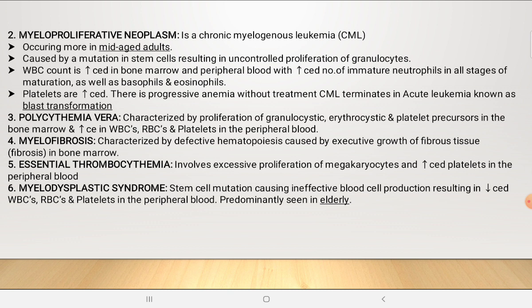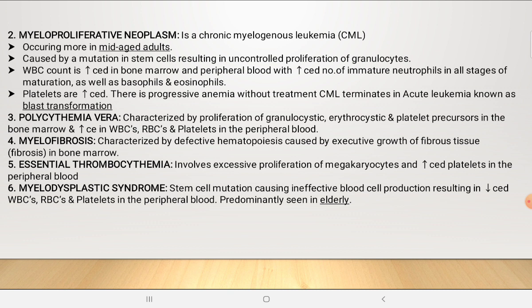Okay, that is your basophils, eosinophils and neutrophils. WBC count is increased in bone marrow and peripheral blood with increased number of immature neutrophils in all stages of maturation, as well as your basophils and eosinophils. Platelets are increased. There is progressive anemia without the treatment of CML. It will terminate in acute leukemia known as blast transformation, that is, immature cell transformation. It will ultimately end up in acute leukemia.